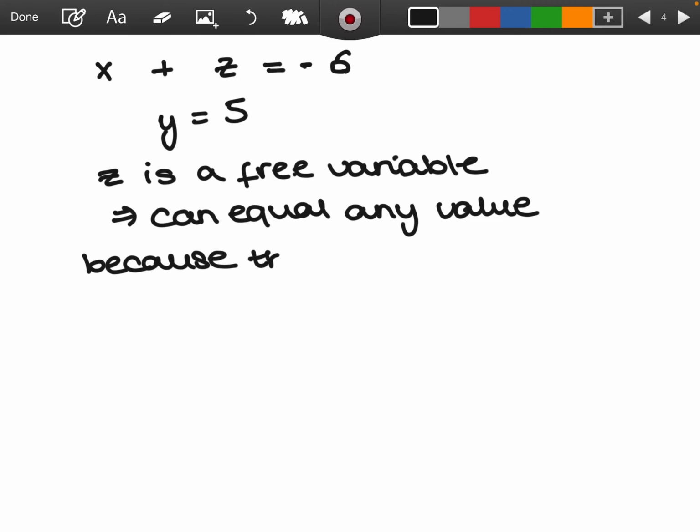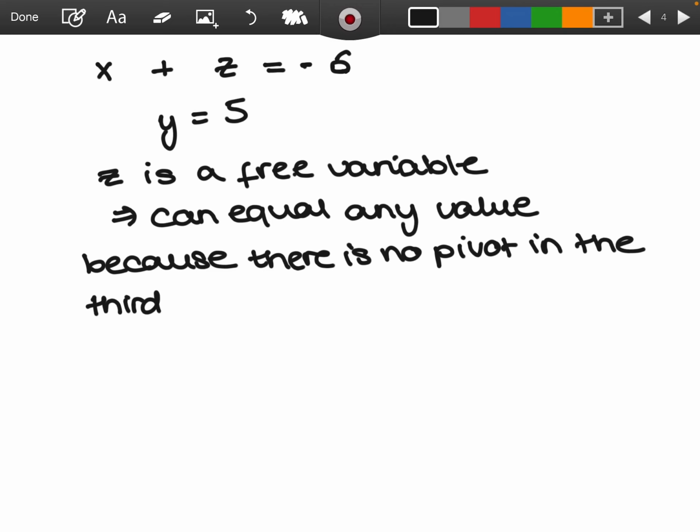And that is because there is no pivot in the third column, and that third column is what corresponds to our coefficients of z. So because there is no pivot in that column, that is the one that is our free variable. So this is the information we have. How do I actually write my solution in this case?